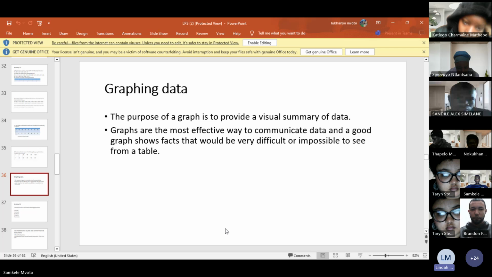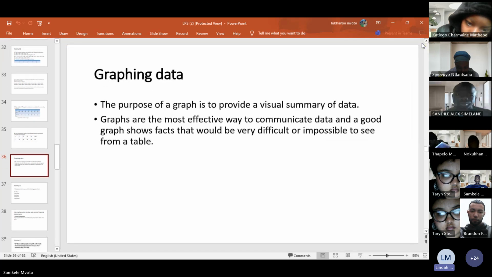Graphic data, we are talking about bar graphs, line graphs, scatter graphs, pie charts, and all, where you have your information and you're asked to display it in the form of a graph. Besides using the computer, like what we are doing when we're still at high school, you are given a set of data and asked to represent that information in the form of a bar graph, histogram, line graph, pie chart, and all.